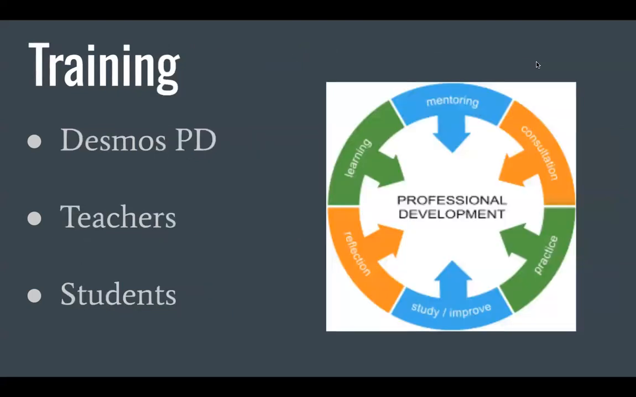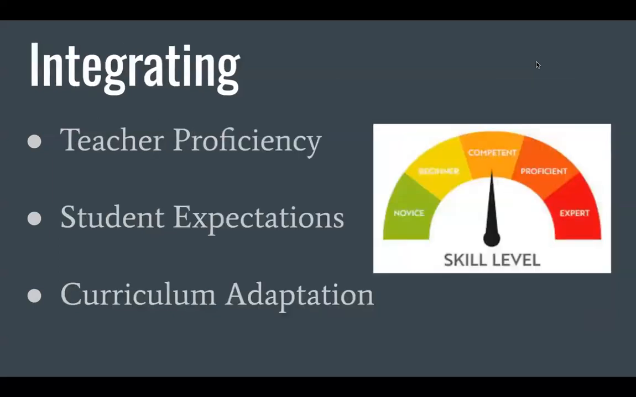In terms of training, Desmos holds two PDs every single year that teachers can go to. If you have a point person and a technology team, they can also lead some teacher trainings. And finally, the teachers can individually work with students and their classes to make sure that the students are comfortable using the Desmos activities. In terms of integrating, we want to make sure teacher proficiency is there. We want to make sure the students understand the expectations, and we want to make sure that any previous curriculum is adapted so that Desmos is easily integrated in.